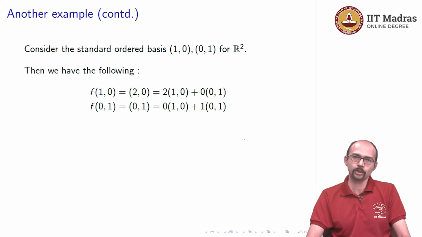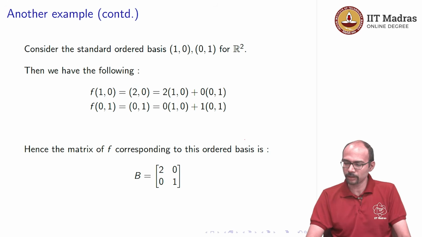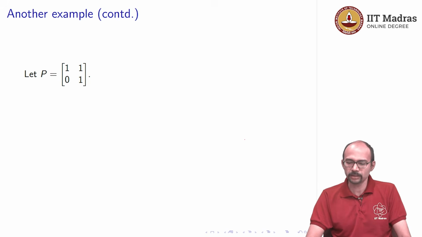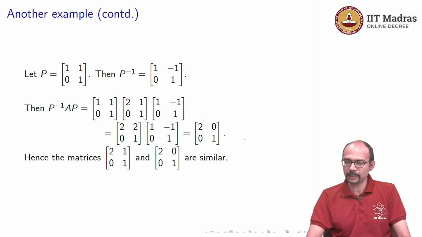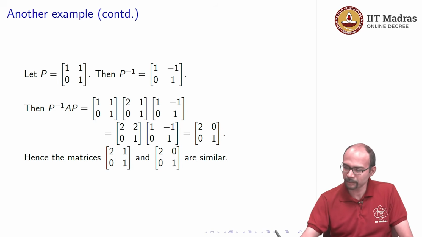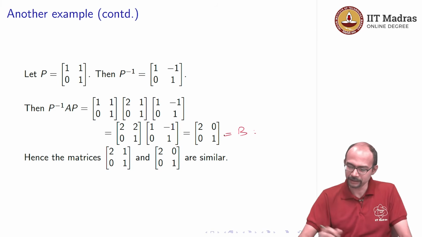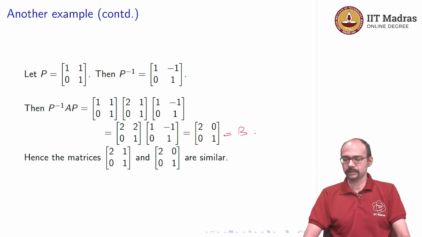So, this is scaling your first vector by 2, and it is retaining your second vector as it is. So, this gives us a diagonal matrix 2 0 0 1. Let P be 1 1 0 1, P inverse is 1 minus 1 0 1, you can compute this. Now, if you compute P inverse AP, this is a very simple calculation which I have done here, you get your diagonal matrix, which is exactly the matrix B. So, the matrices 2 1 0 1 and 2 0 0 1 are similar.